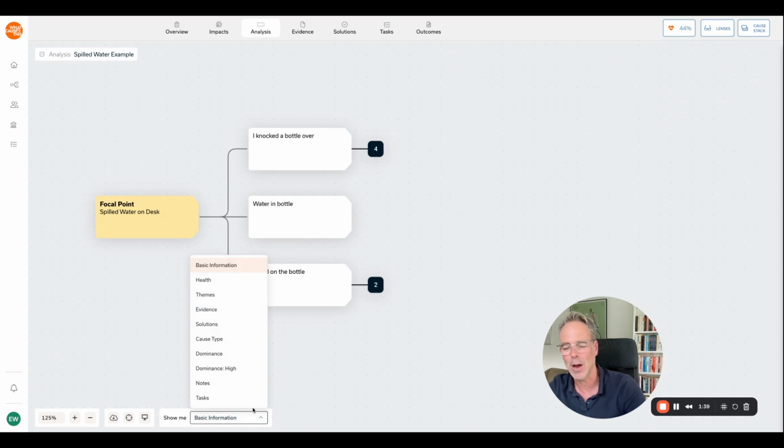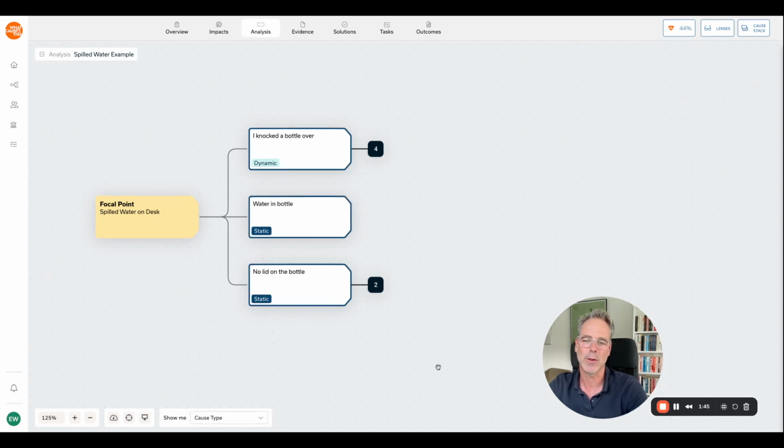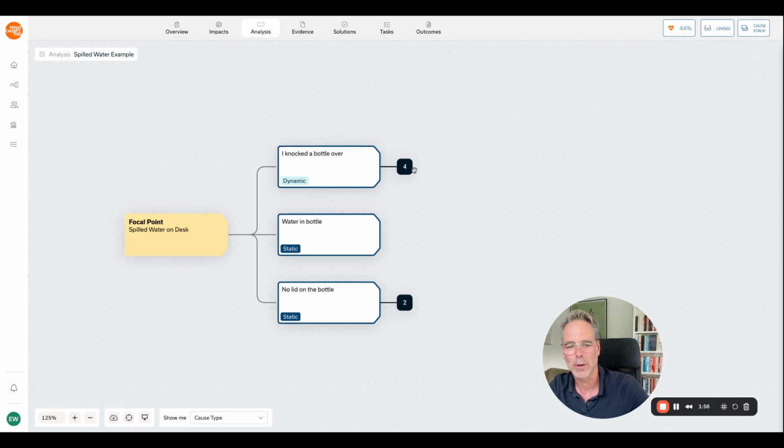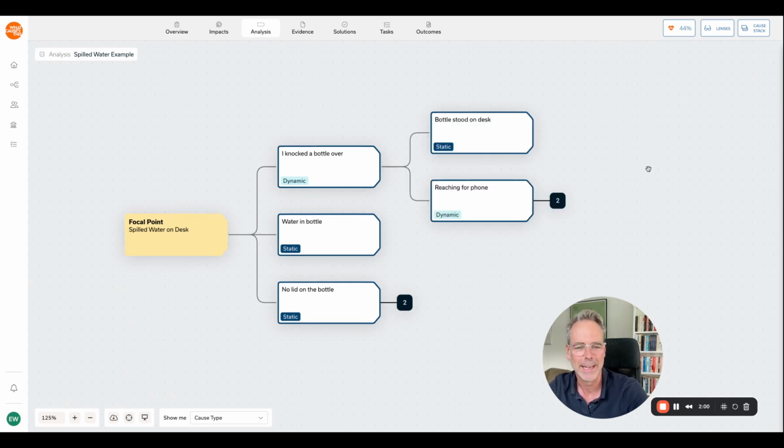So I'm going to use our Show Me tool in the What Caused This software to make that a bit clearer for you now. So we can see now that we've got the dynamic causes and the static causes working together. And I'm going to build that chart out and have a look a little more deeply and see how that repeats itself. If we look at the cause of the bottle being knocked over, we can see here that, again, that static and dynamic relationship repeats. Static cause of bottle stood on the desk and the dynamic cause of me reaching for a phone.